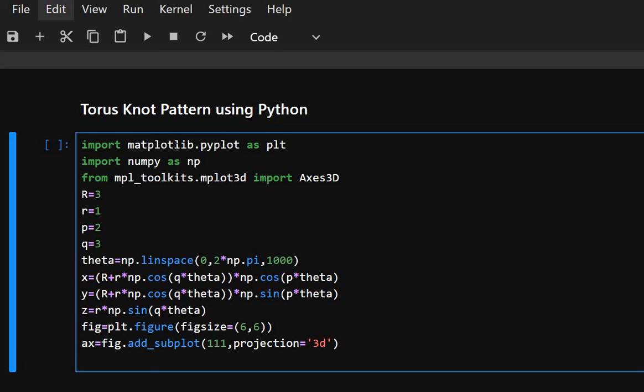So here figure equals plt.figure. This creates a figure of size 6 by 6 inches to hold the plot, and ax equals figure.add_subplot. This creates a 3D axis object and adds a 3D subplot to the figure. The projection equals '3d' argument specifies that the axis should be 3-dimensional.